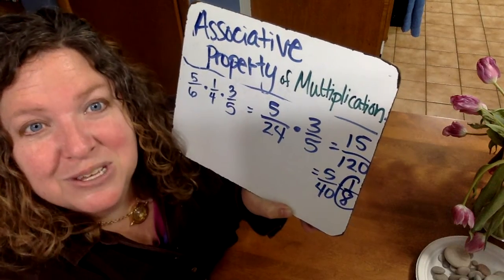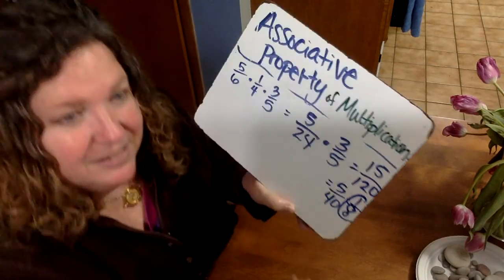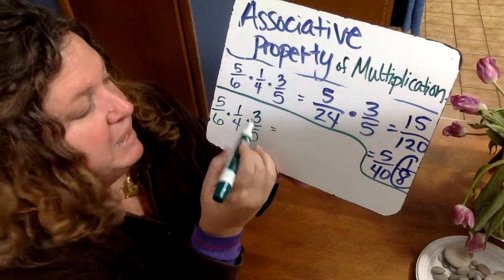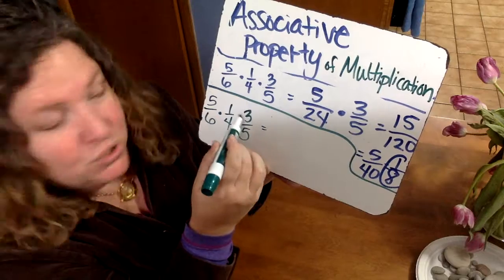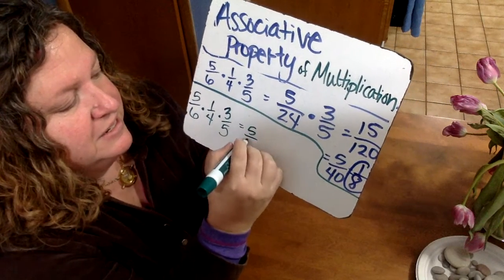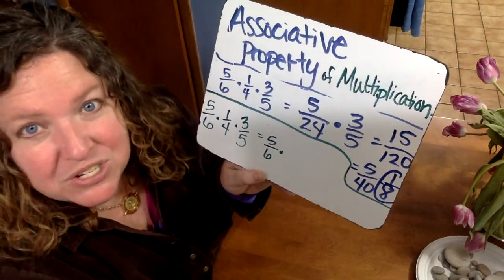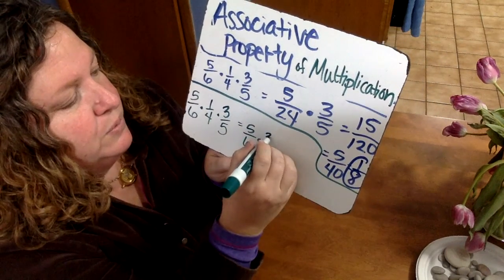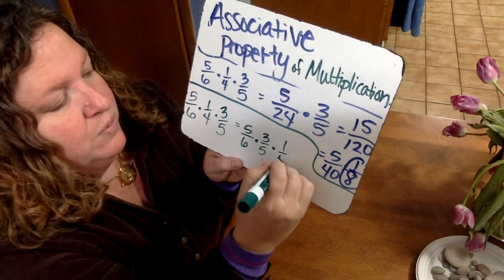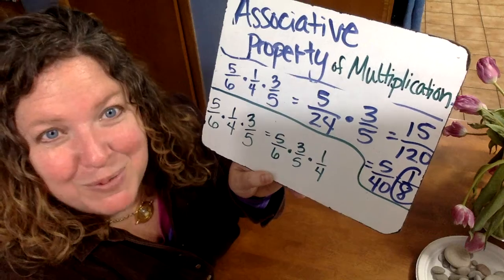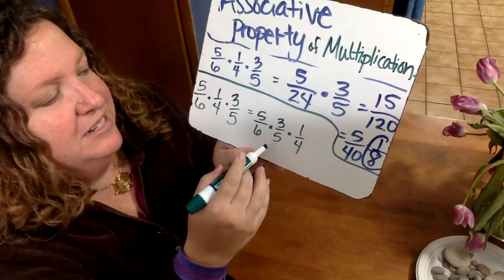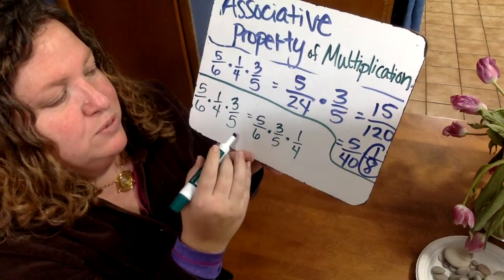Let's see if the associative property could have helped us. Okay, what if we started by commuting these two numbers? We kept the 5/6, kept the multiplication sign, and commuted those two, 3/5 and 1/4. Again, if you haven't watched the commutative property of multiplication video, go back and do that to understand that. Now, what can we do from there?